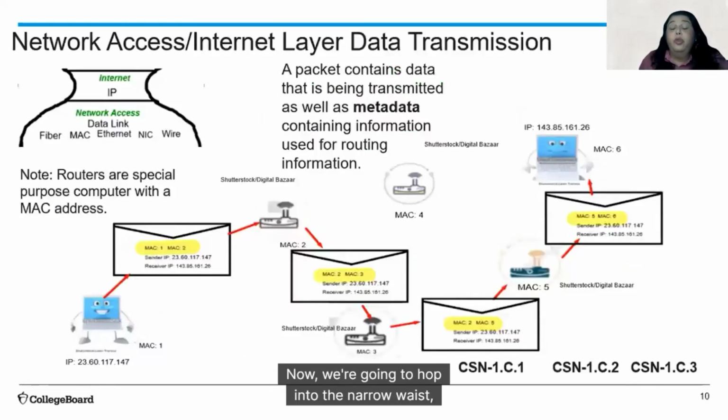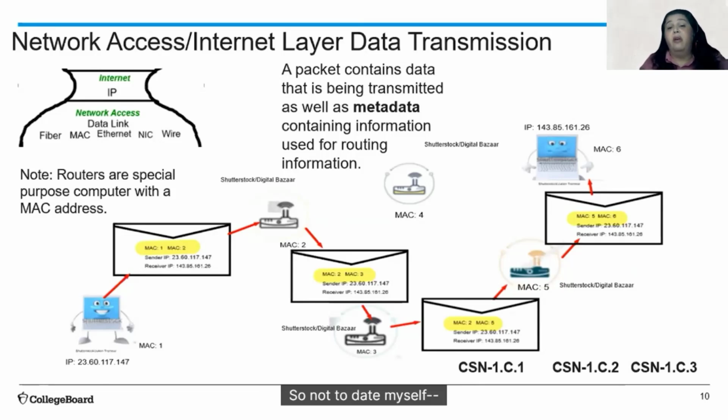Now we're going to hop into the narrow waist, the internet protocol layer here. And this is where your packets get set up with metadata. It's going to have your sender IP and your receiver IP, and it's actually going to go through a path of your routers. We kind of discussed this before, but if you can see here, it's got the MAC addresses on the envelope.